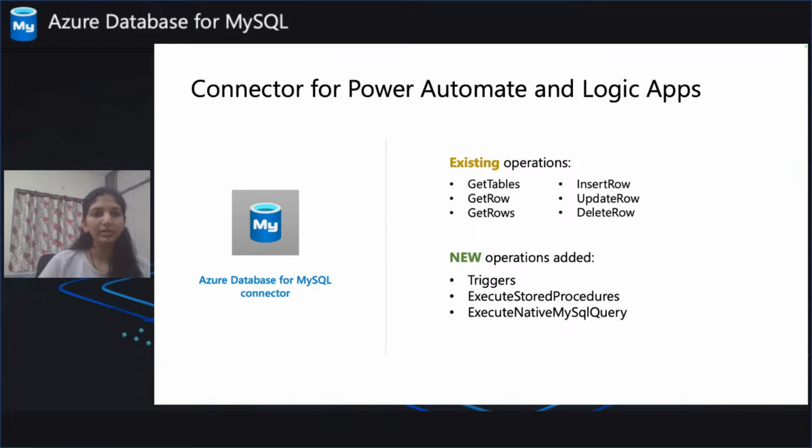Execute stored procedure executes a stored procedure that is available with the databases using any valid input parameters if required. And execute MySQL native query will execute a given MySQL query with any kind of parameters or filters, and the user can get an output based on their custom queries. Let us look at the demo now.